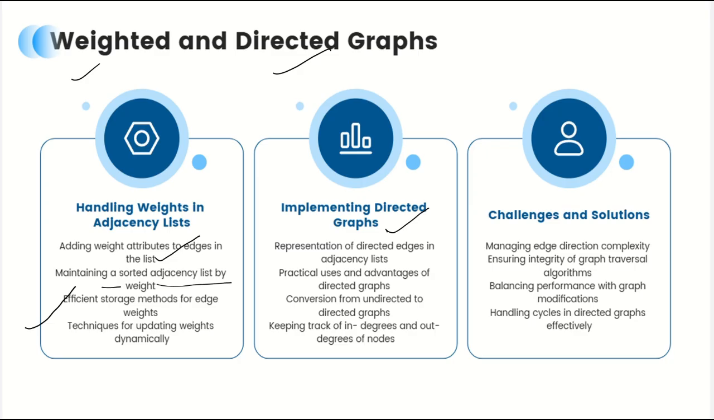Now, the challenge and solution is managing edge directions. Managing edge directions becomes a little complex, because if it is a small graph, it is fine. If we take a very big example that has edge directions and is also weighted, it becomes a little complex and takes some more time and space, but it can also be done using an adjacency list.